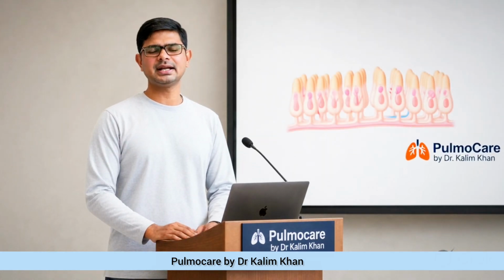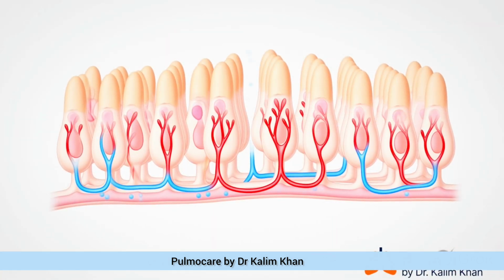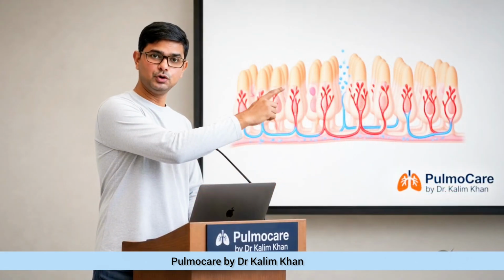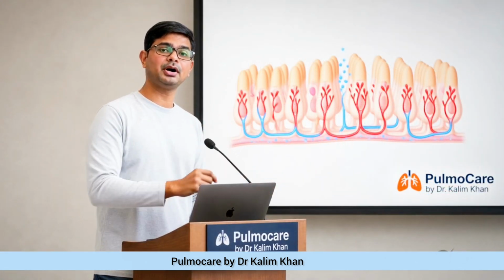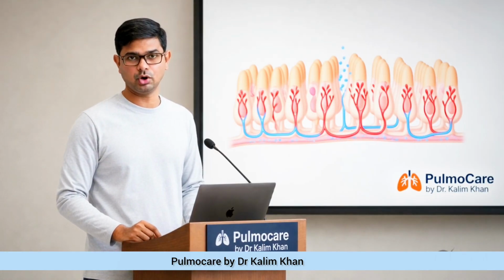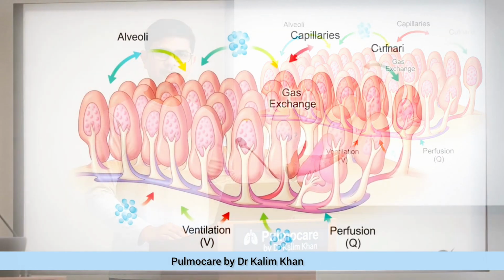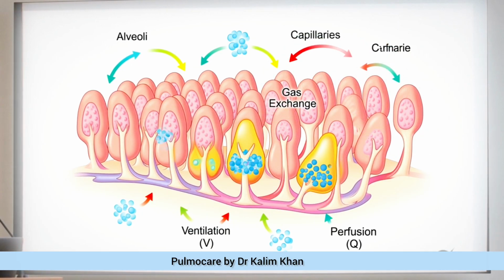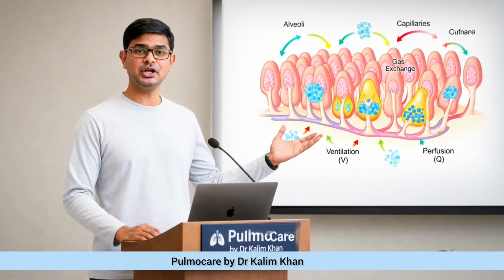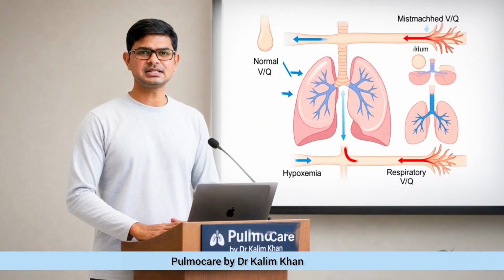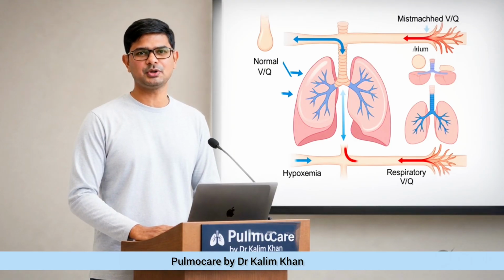Finally, let us understand gas exchange. Gas exchange occurs in the alveoli, where oxygen diffuses into the pulmonary capillaries while carbon dioxide diffuses from the blood into the alveoli. Efficient gas exchange depends on healthy alveoli, adequate blood flow, and proper matching between ventilation and perfusion, commonly known as the VQ ratio. Disturbances in this balance result in hypoxemia and respiratory failure.